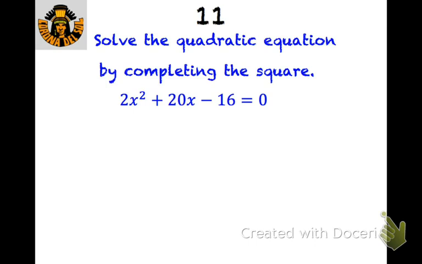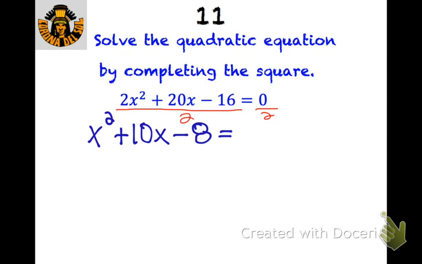All right, another completing the square. This time the number here isn't a 1, so we need to get rid of the 2 in front first. So we're going to divide by 2 on both sides. So that's going to give us x squared plus 10x minus 8 equals 0. Now we're back to where we were on that first problem, so we're going to move the constant over to the right. The constant is the number that doesn't have any variables.